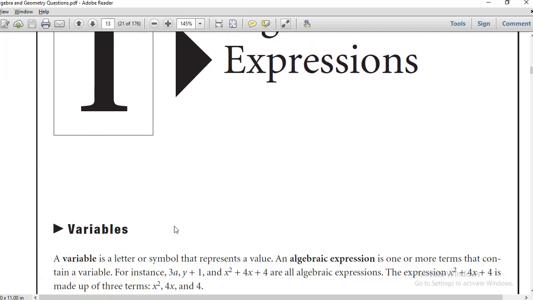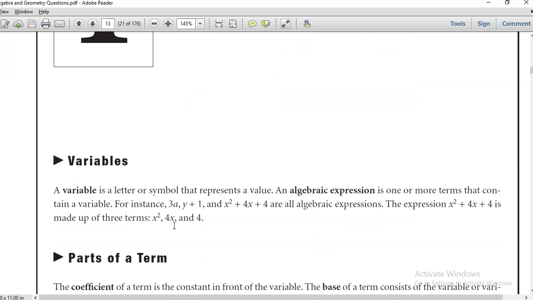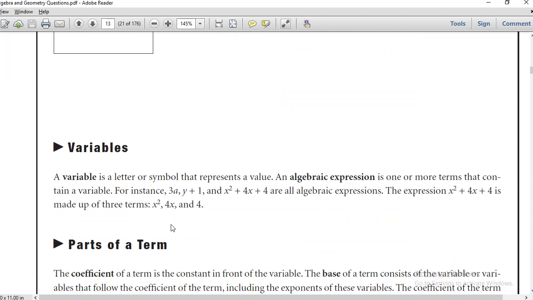First of all, we try to understand variable. So what is a variable? Here we have a simple definition. A variable is a letter or symbol that represents a value. An algebraic expression is one or more terms that contain variables. For instance, we have some examples here: 3a, y plus 1, x square plus 4x plus 4. These are all examples of algebraic expressions and have a variable.